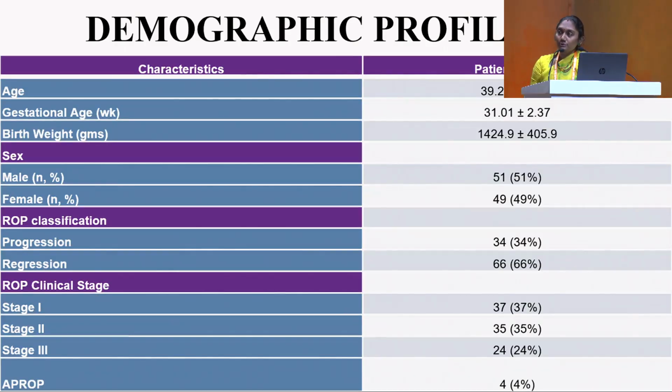The demographic profile shows the gestational age averaged 39.24 weeks and birth weight averaged less than 1.5 kg. There were 51 male and 49 female babies. Babies in progression were 34% and regression 66%. When we analyzed the stages of ROP, stage 1 ROP babies accounted for 37%, followed by stage 2, then stage 3, and aggressive posterior ROP accounted for 4%.